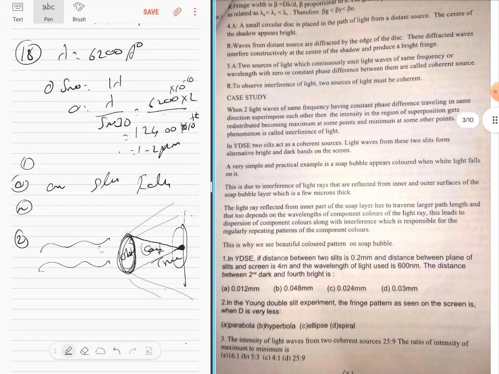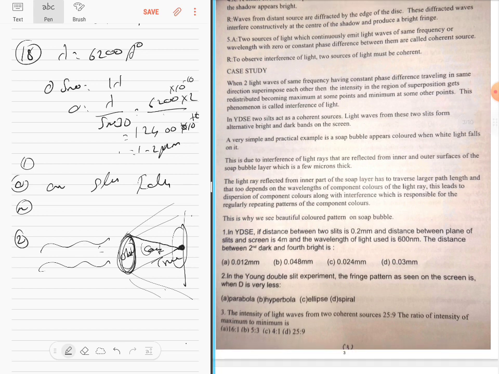When two light waves of the same frequency having a constant phase difference, traveling in the same direction, superimpose each other, the intensity in the region of superposition gets redistributed, with maximum at some points and minimum at some points. This phenomenon is known as interference of light. So learn this interference definition.